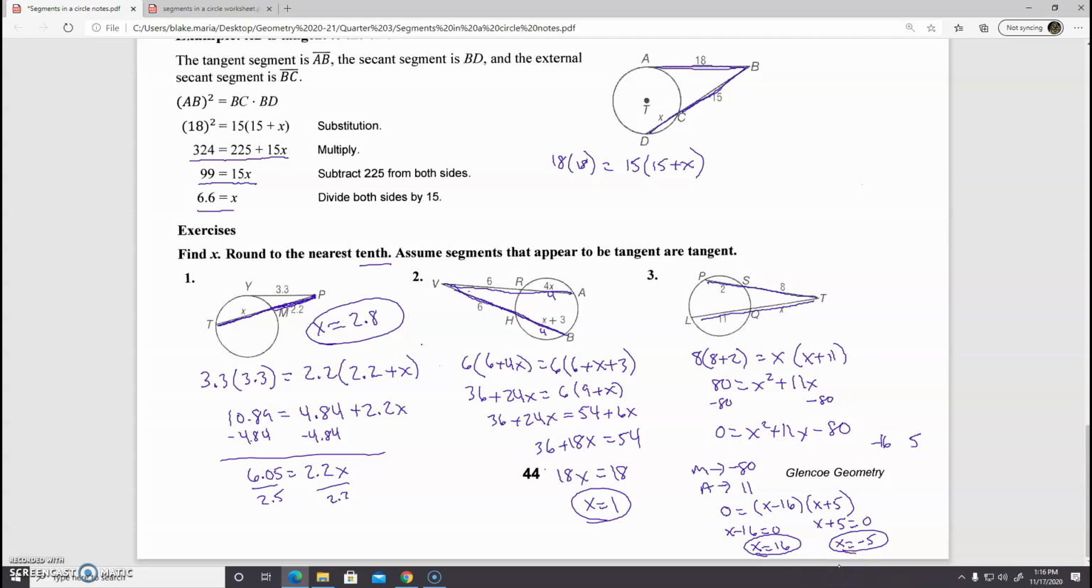Now, in Algebra 1, both answers work. In geometry, only one answer makes sense. We're talking about a length here. We want to know the length of TQ. So when you're talking about the length of TQ, we definitely don't want negative 5. So our answer is going to be 16. So yes, sometimes you get two answers, but you want the one that makes sense geometrically.